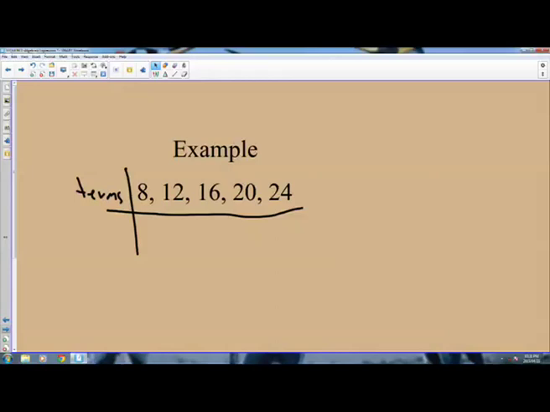And then let us understand that these terms have positions. 8 is at the first position, as we can see. 12 is at the second. 16 is at the third. 20 is at the fourth. And then 24 is at the fifth. So these are positions. The first term is 8. The second term is 12. The third term is 16. The fourth term is 20. The fifth term is 24. Then the list goes on.